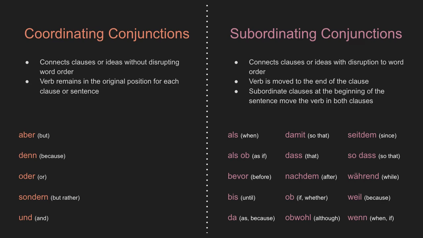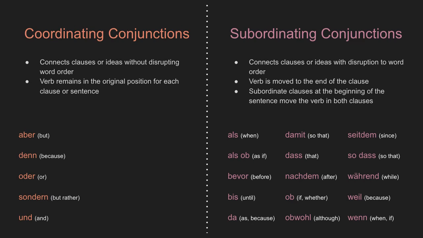So on this screen you should also see that there are a lot of subordinating conjunctions listed, such as als, ob, bevor, bis, da, damit, das, nachdem, ob, obwohl, seitdem, so dass, während, weil, and wenn. So we should recognize weil for sure, probably also das and ob. And then the two that we're going to be focusing on in this video are als and wenn. More so on wenn, but we'll see both.